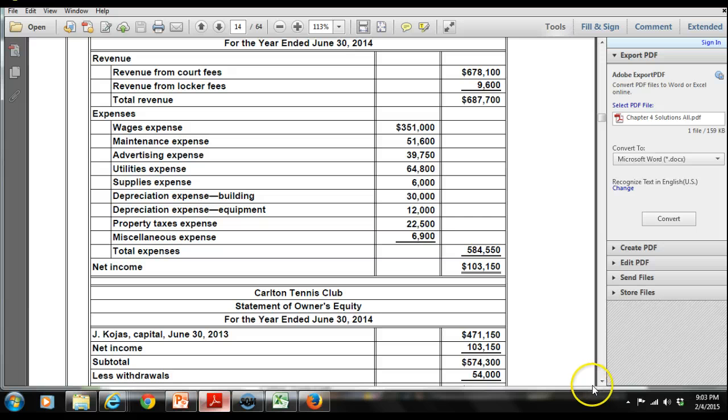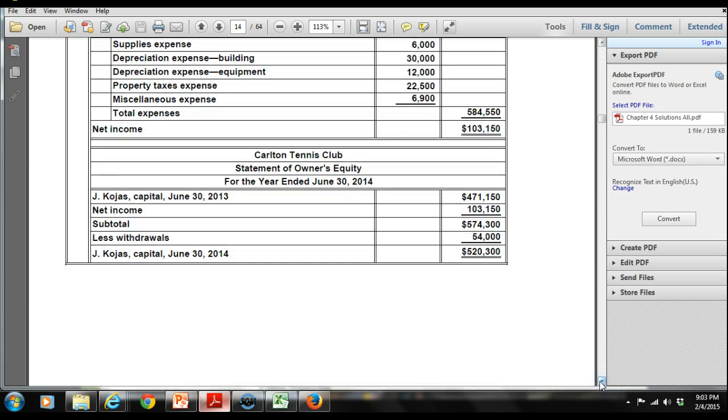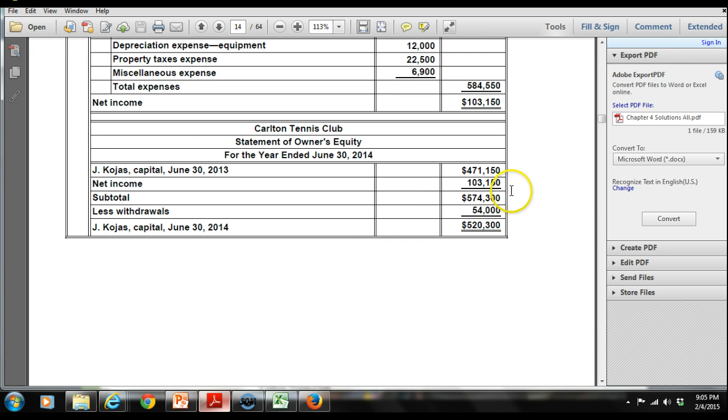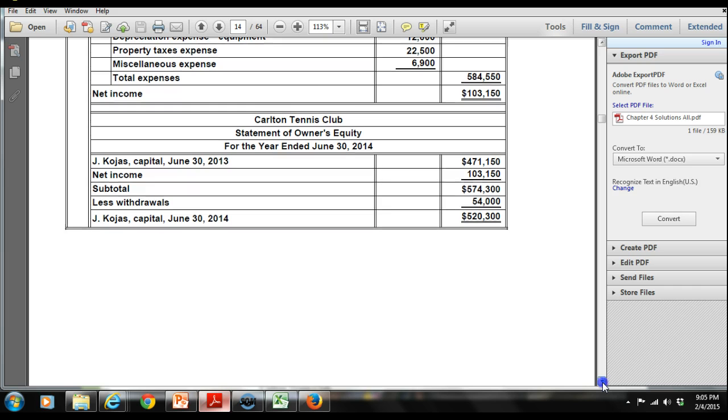We have to do the income statement first, and then from there, let's do the statement of owner's equity. The only accounts you need relate to the net income information from the income statement, and then your capital account at the beginning of the period. You'll adjust your income and you subtract your withdrawals to come up with your ending J. Cogis Capital for the end of the period.